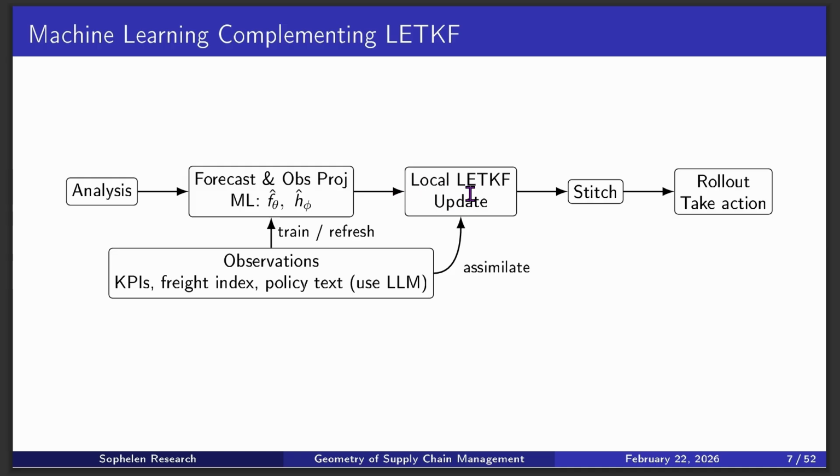And then we perform the Kalman filter locally. We do all that locally, say per site. Here the site could be the vendor, the warehouse, and so on. And then once we perform the Kalman filter locally, we stitch them together in a coherent manner, in a cohesive, comprehensive manner. And then once we have our distribution, we roll out to say 7 or 14 days, and then we take the best action.